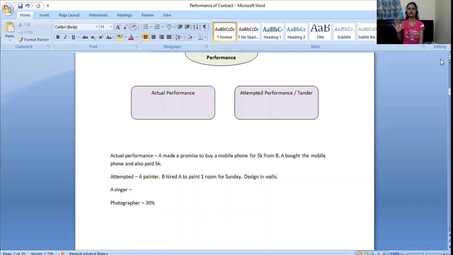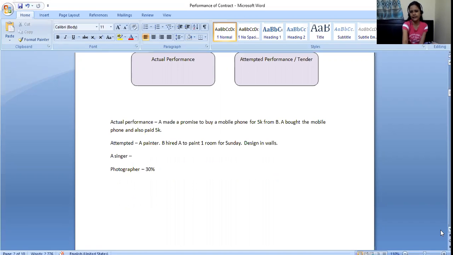So the first thing we know now is that contracts should be performed in general, unless it's no longer necessary or it's excused under some law. How can we perform it? It may be actual performance: we have completed it based on whatever terms and conditions were there. Or we made an attempt from our end, but without our fault the other party did not allow us to perform it. That will be attempted performance.